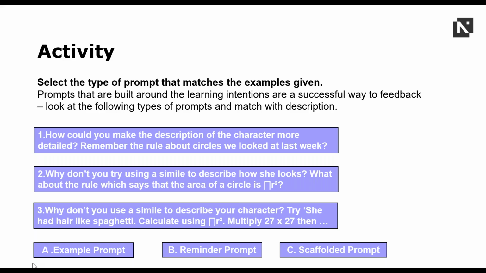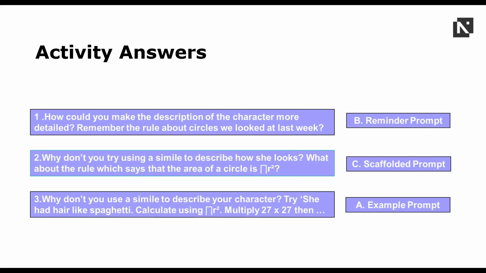So let's have a look at the answers. We've got 1, that would be a reminder prompt. Description 2 would be a scaffold prompt. And number 3 would be A, an example prompt.